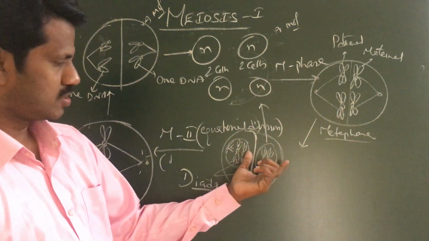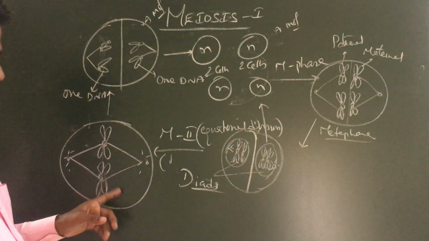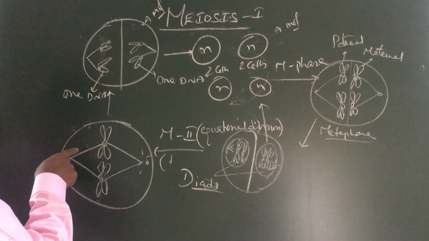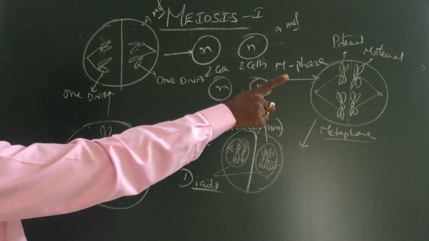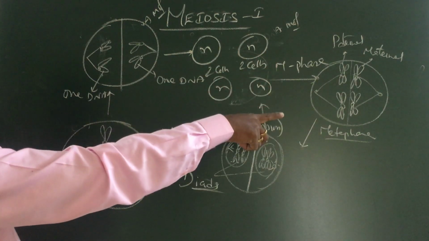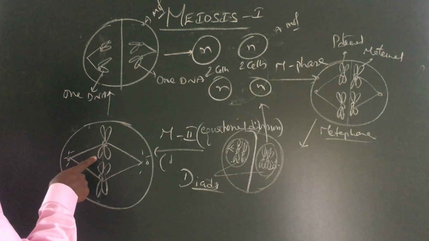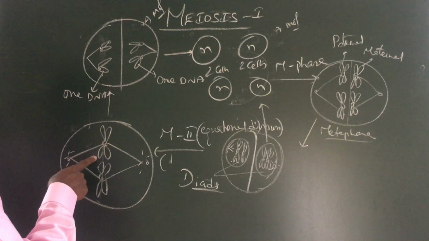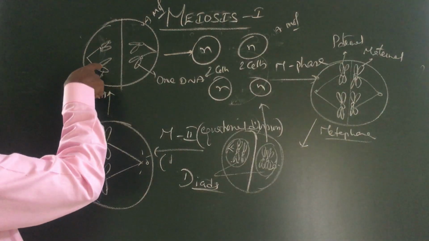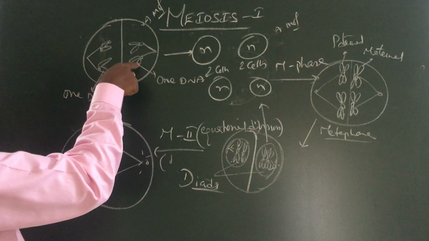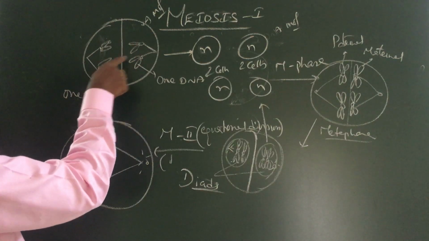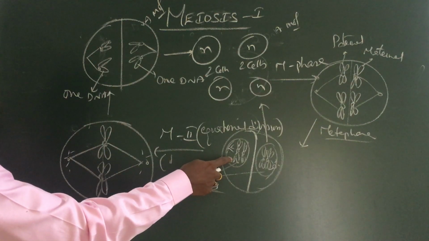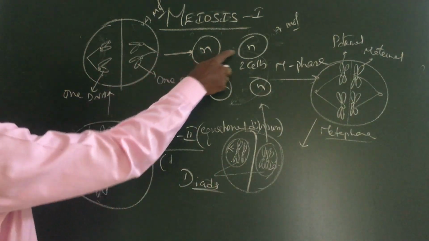So this is all we discussed yesterday. Now in meiosis 2, the chromatids will separate. Previously, in meiosis 1, the pairs of chromosomes separated. Now the chromatids separate. The genetic content present in each chromosome is one DNA molecule. So from each dyad, 2 gametes are formed.